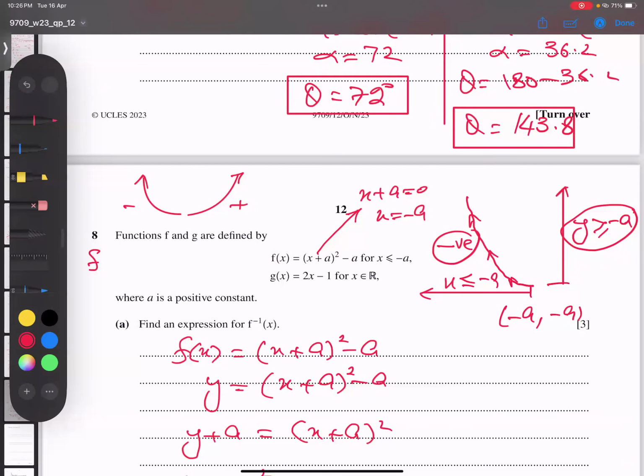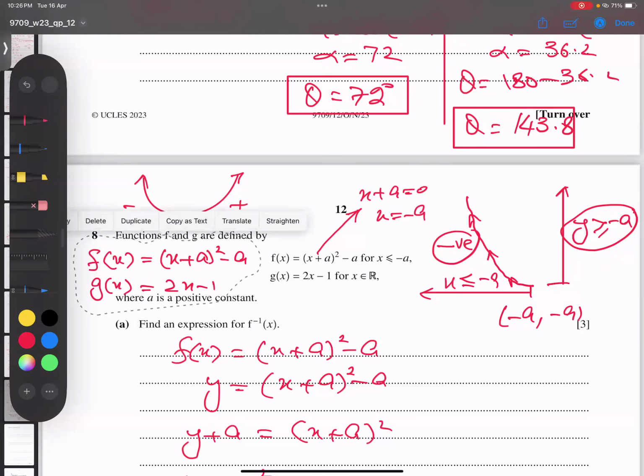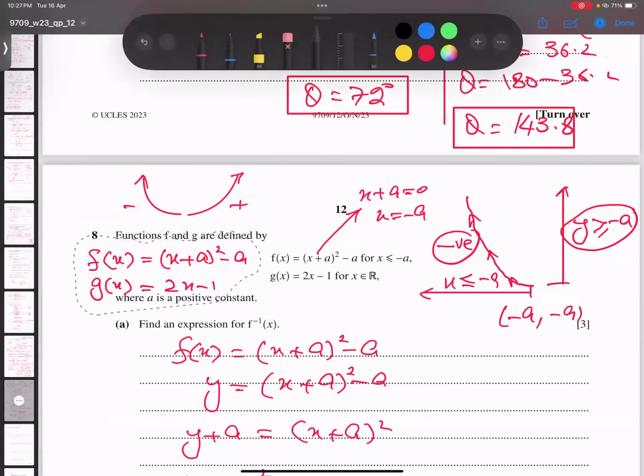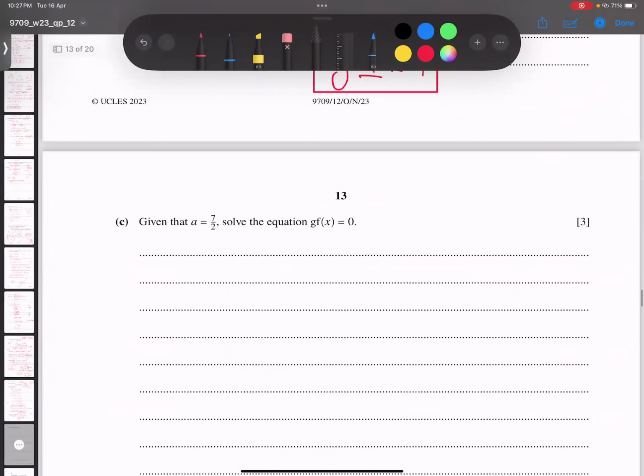So I'm writing both functions, students. f of x is (x plus a) whole squared minus a, and g of x is 2x minus 1. I'm copying both functions and bringing them down. Even if I cut from here, no problem. So let's start here. Paste. Okay, and I bring it here.